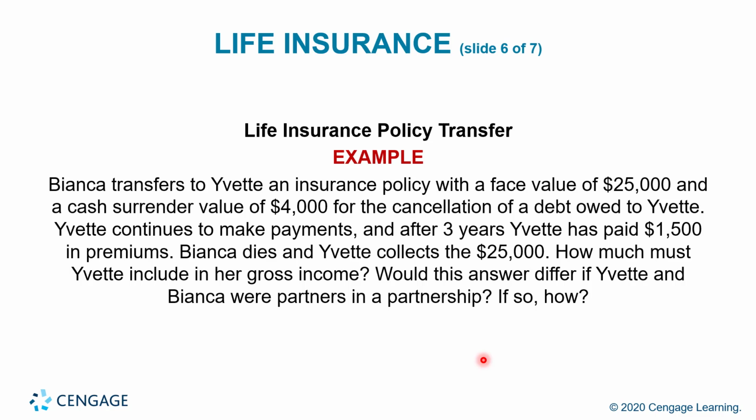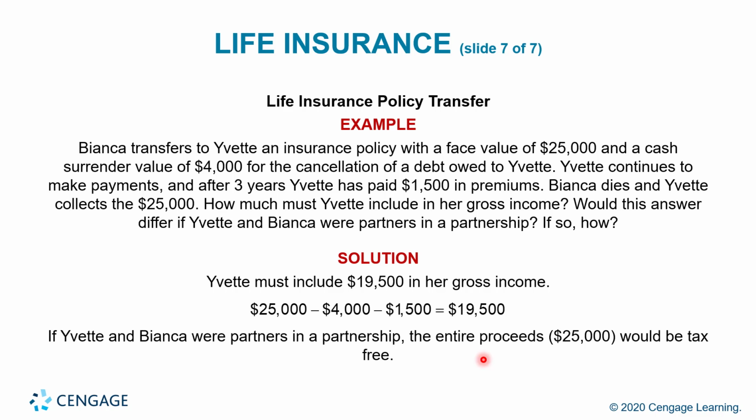If so, why? And so in this situation, Yvette must include the $19,500 in her gross income. And so that's the $25,000 less the cash surrender value of $4,000 for the cancellation of a debt owed to Yvette, less the $1,500 Yvette paid in premiums. And so she'll add the $19,500 to her gross income. If Yvette and Bianca were partners in a partnership, the entire proceeds, the $25,000, would be tax-free.